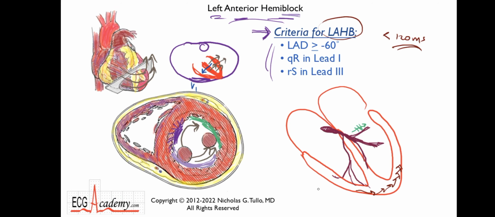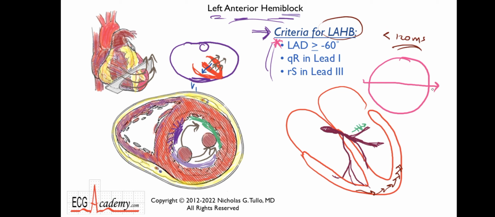So what happens to your QRS complex? Well, the number one biggest change is that you get this marked shift in axis, this left axis deviation of minus 60 degrees or better. Now, some people say minus 45, but that's sort of splitting hairs.